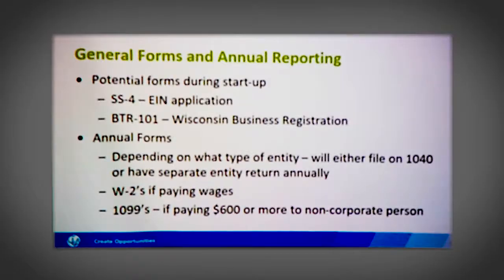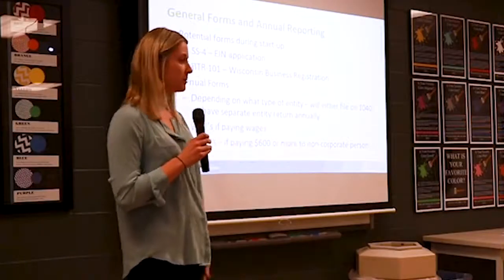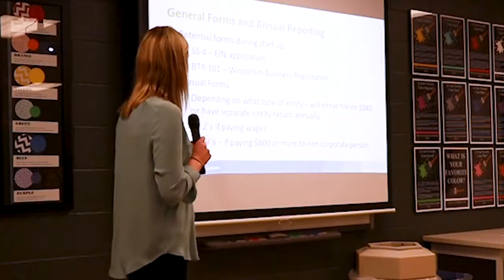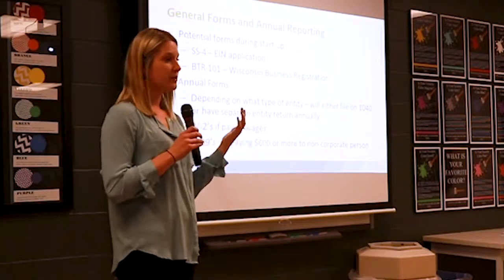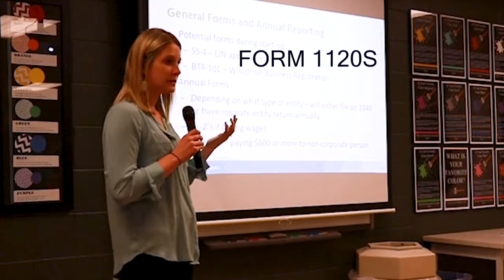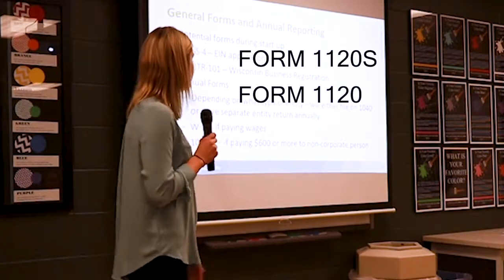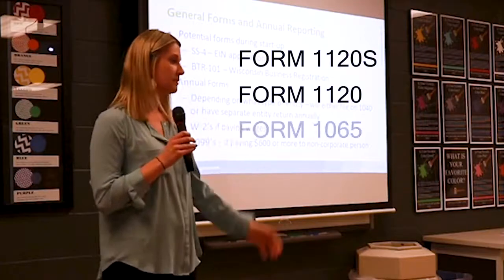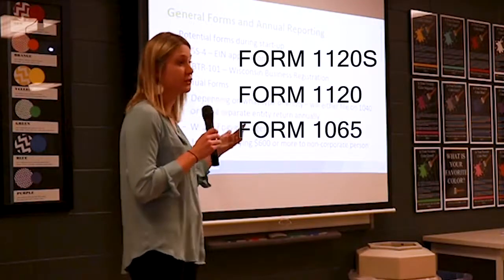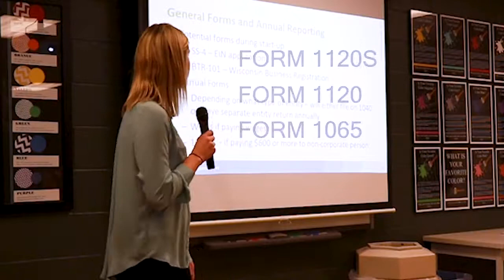Then we'll just talk about annual forms. So again, this is just going to depend on what type of entity structure you choose. If you're a sole proprietor, taxed on your individual return, you'll just file your 1040 as normal, add your business income and expenses on there. If you choose to be an S corporation, you'll file Form 1120S. If you choose to be a C corporation, it's Form 1120. And if you choose to be a partnership, it's Form 1065. So those are in addition to your 1040s every year.